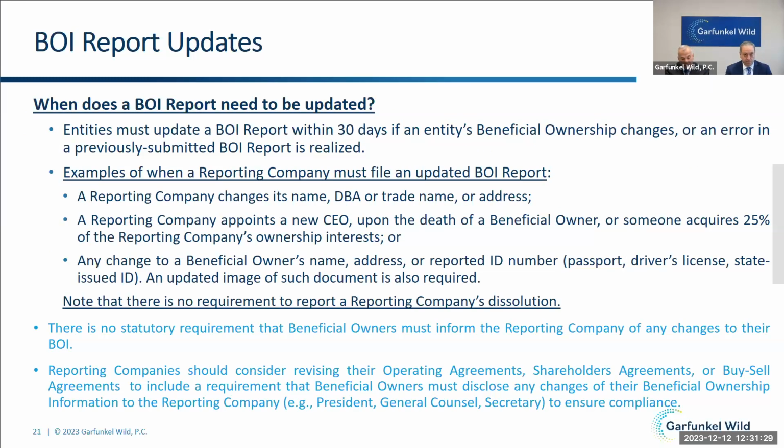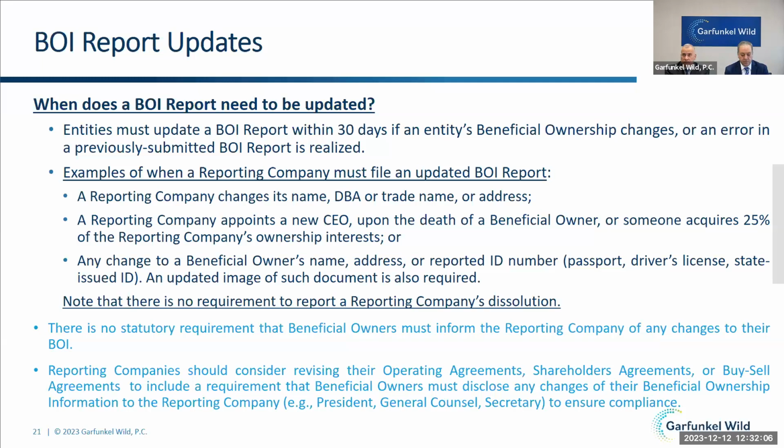BOI report updates. When does a BOI report need to be updated? Entities must update a BOI report within 30 days if an entity's beneficial ownership changes or an error in a previously submitted BOI report is realized. So the following are examples of when a reporting company must file an updated BOI report. A reporting company changes its name, its DBA, or its address. A reporting company appoints a new CEO or upon the death of a beneficial owner, or someone acquires 25% or more of the reporting company's ownership interest.